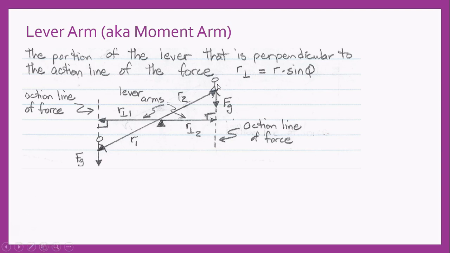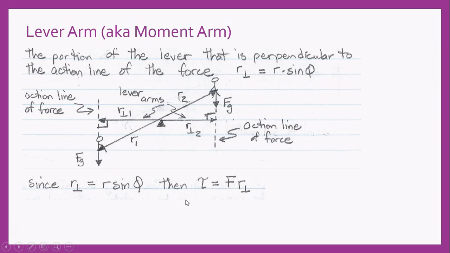Similarly, on this end, we can do the same thing. We see that the gravity force is not perpendicular to the lever. We can extend an action line of the force down far enough so that when we go over to the fulcrum, we can draw a line perpendicular to the line of action, from the line of action to the fulcrum. And this length here is the length of this lever arm. Since the lever arm is defined as r times sine of phi, another equation for torque is the magnitude of the force times the magnitude of the lever arm.